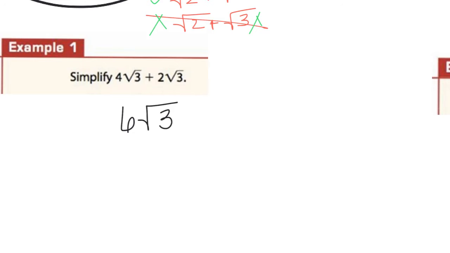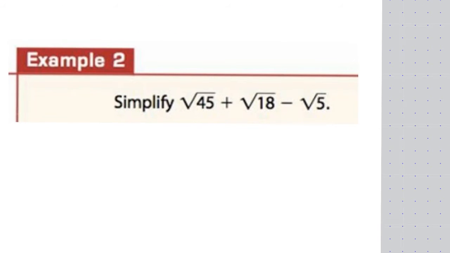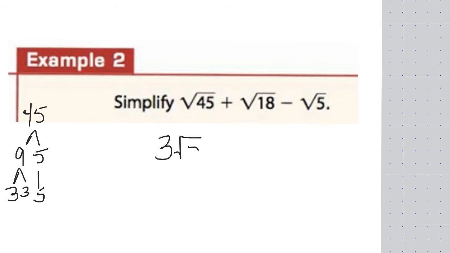So let's look at example number 2. Now first look, no, we can't combine any of these. Uh-oh, we can't combine any of these. Oh, yeah, you can. So the first thing we're going to do is simplify these, just like we've been doing before. So I'm going to take 45 and I'm going to break it down. 45 breaks down into 9 times 5. 9 breaks down into 3 times 3 times 5. Oh, it takes 2 to bring 1 out. 3 square roots of 5.